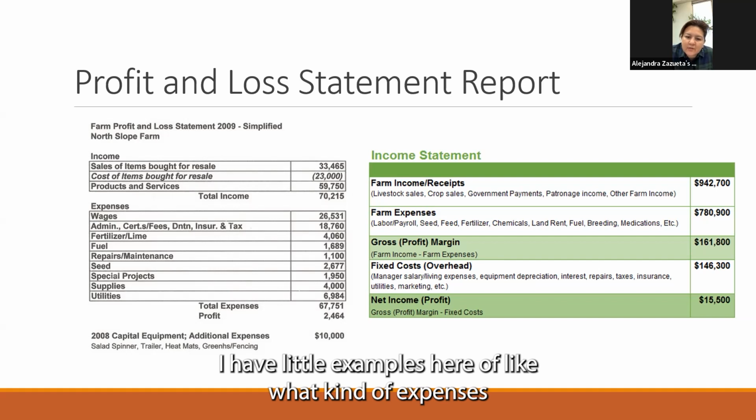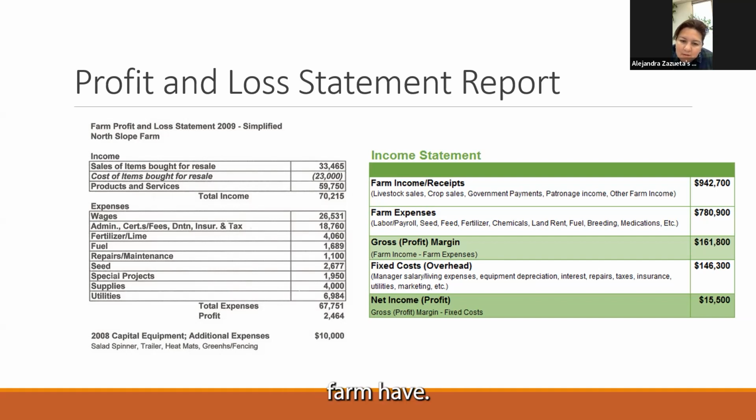I have little examples here of what kind of expenses a farm has. So chemicals, land rent, fuel, breeding, medication, seed, feed, fertilizer. All of those are going in the income statement. Next, please.